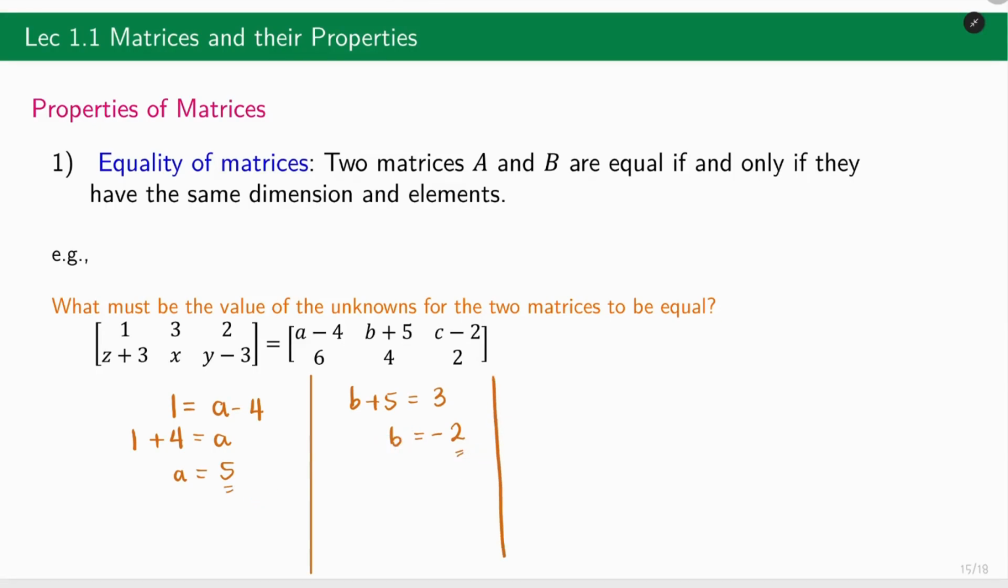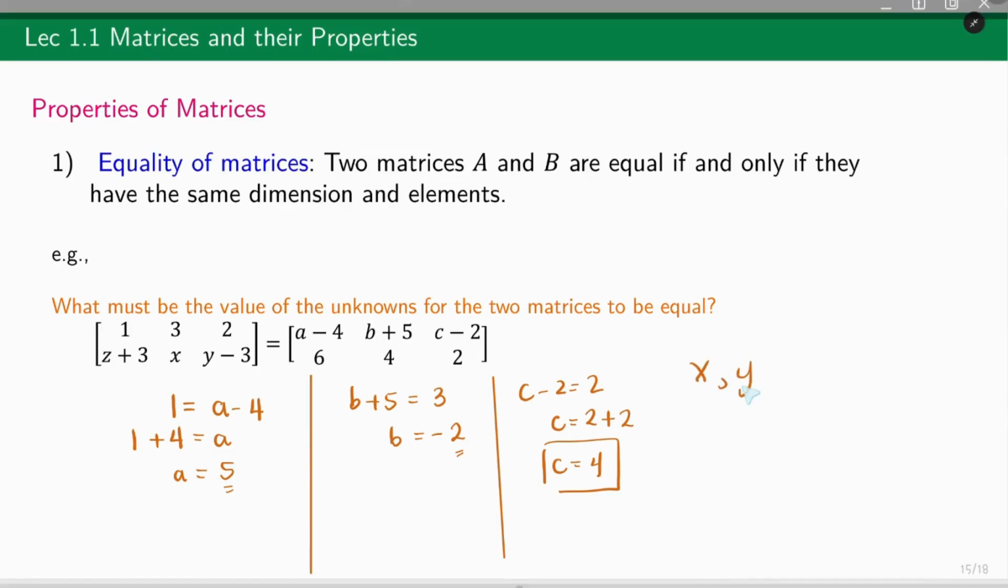And then last but not the least, the C. We have here C minus 2 equals 2. Okay, we have C equals 2 plus 2. Okay, C is equal to 4. Okay, I will leave it to you as an exercise how to find Z, X, and Y.